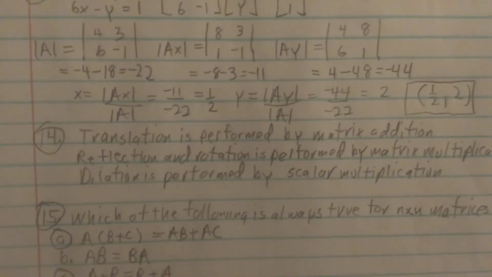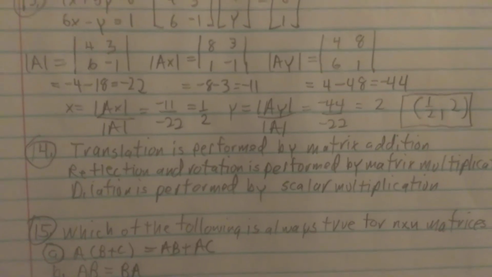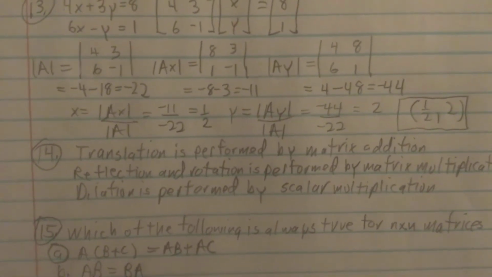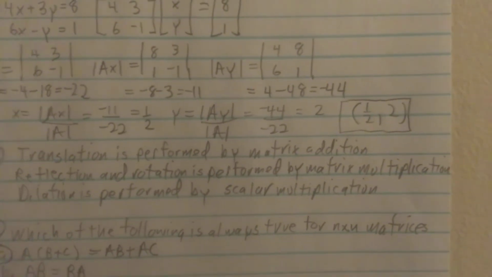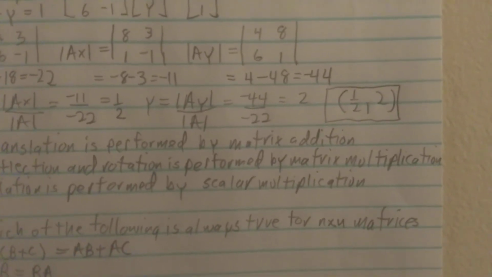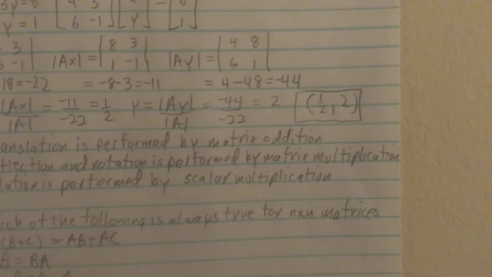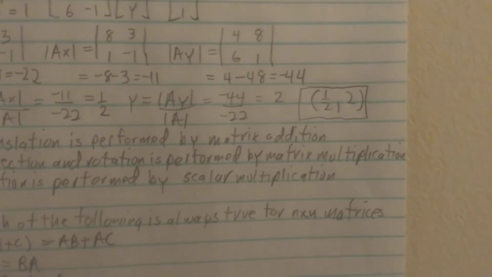And x is equal to the determinant of A sub x over the determinant of A, negative 11 over negative 22, or 1/2. And y is equal to the determinant of A sub y over the determinant of A, negative 44 over negative 22, which is 2. So my xy answer is 1/2, comma 2.